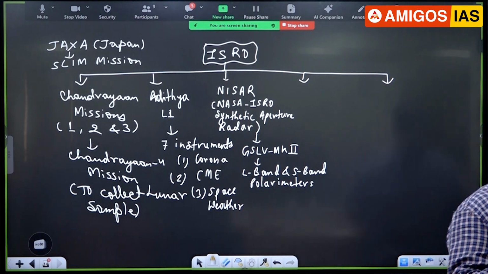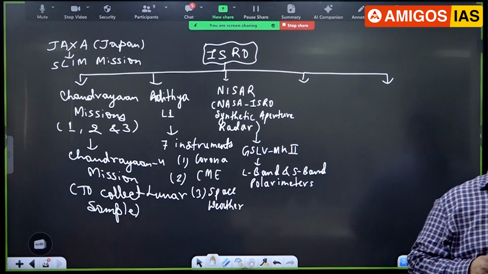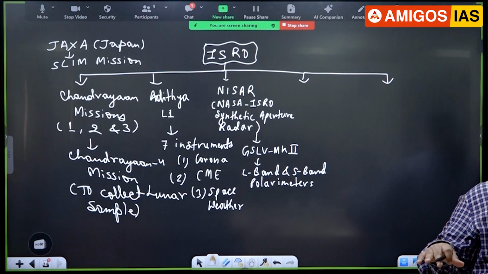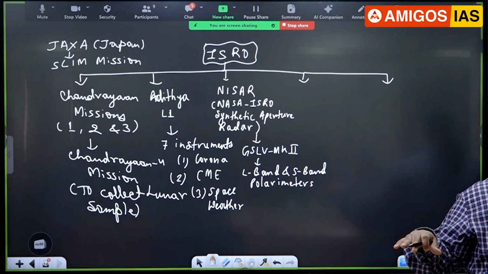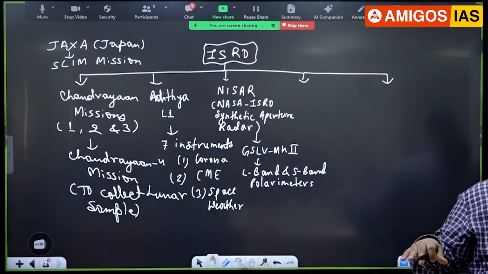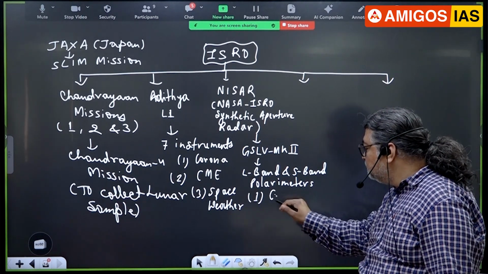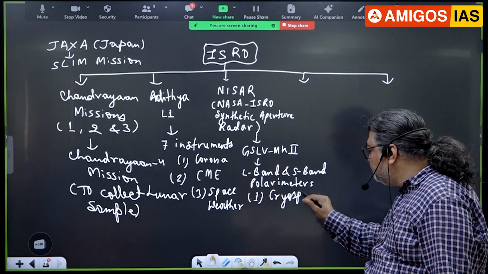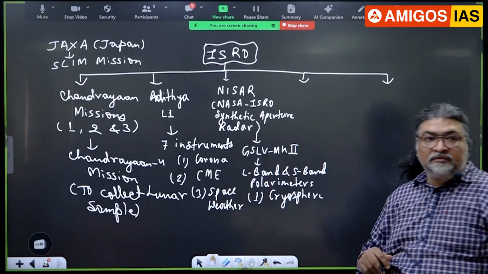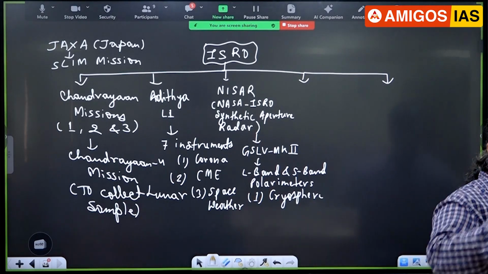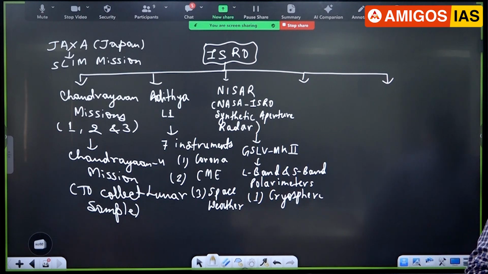And what are the primary objectives of this NISAR mission? Earth's environment, right? Ecosystem. Changes in ecosystem. Then again, forest fire. So I'll write here. The first is this one. What is cryosphere? Polar areas, Arctic, Antarctica, mountain glaciers. And you know that because of global warming, climate change, it is melting, right? That we are going to study there.